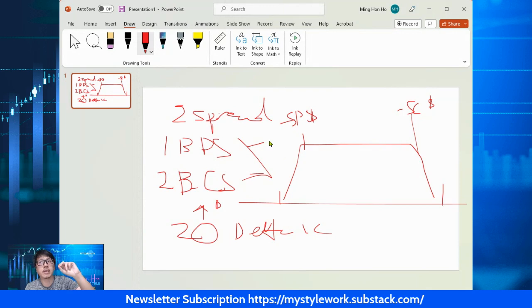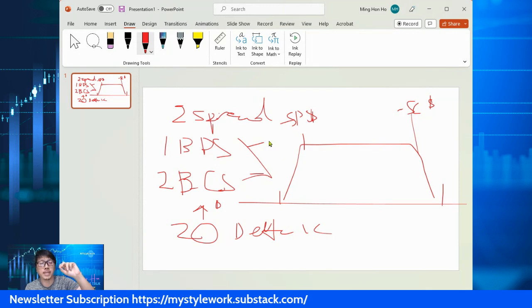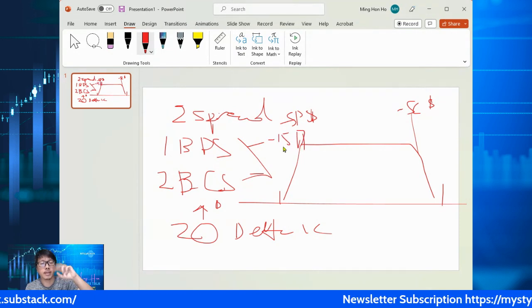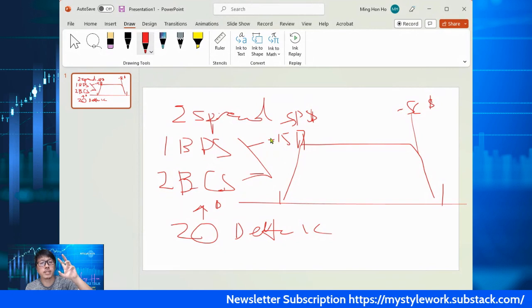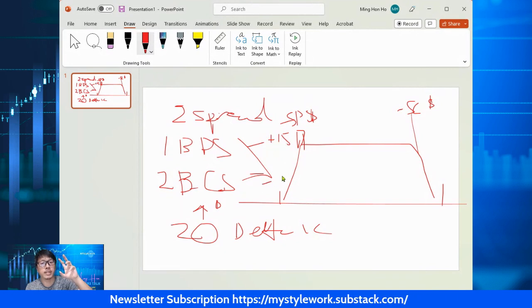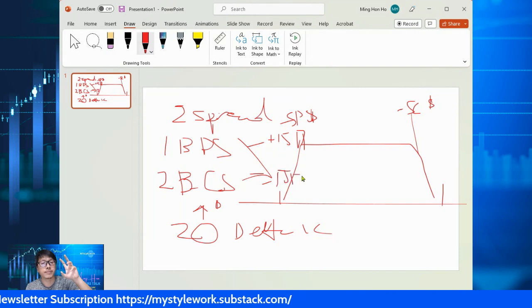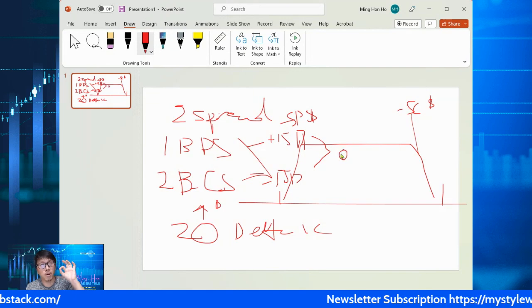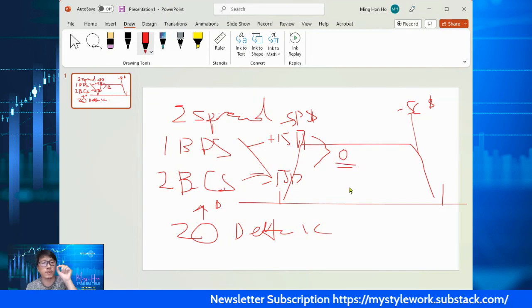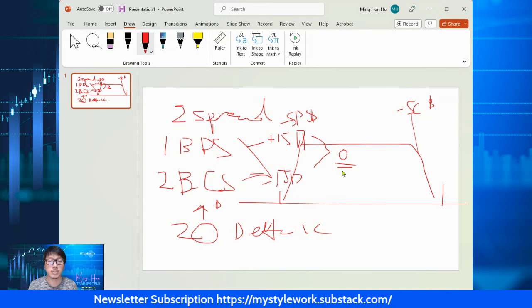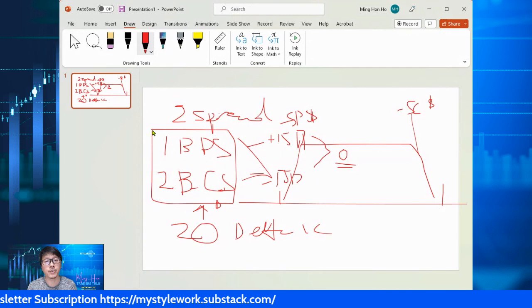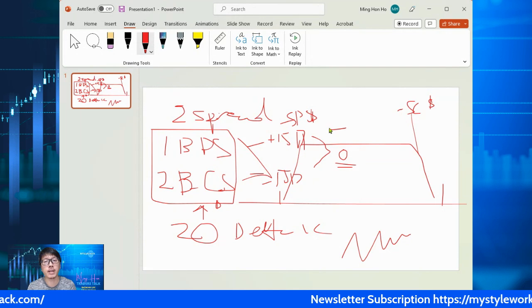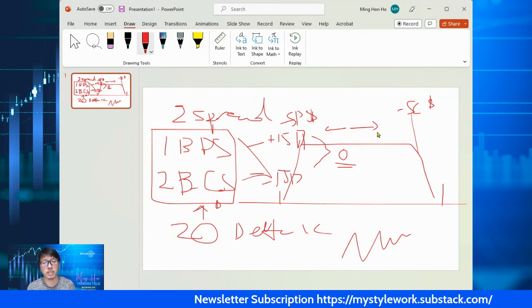And basically this delta would be less than 20. Let's say 15 delta. So on this side you have a positive 15 delta, and this side you have a negative 15 delta. So when you enter into an iron condor, more often than not, you start off with a zero delta on the combined trade. Then of course when the stock price moves, your delta can go up or go down.